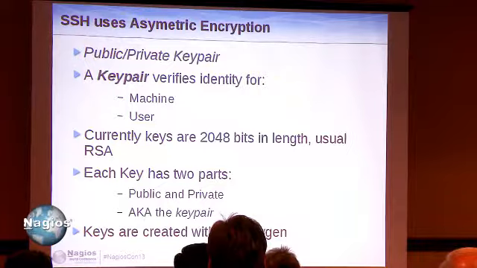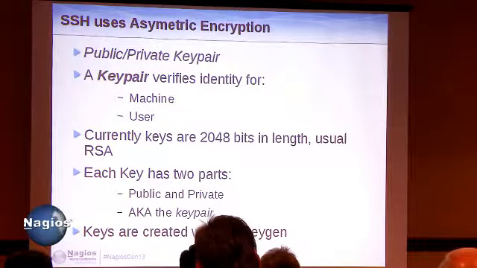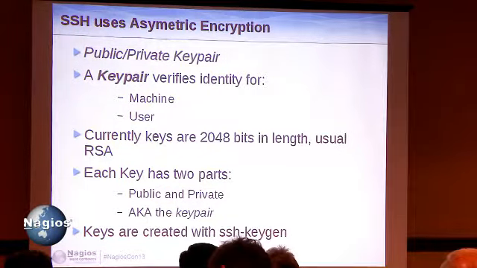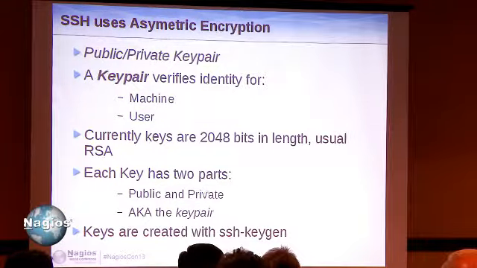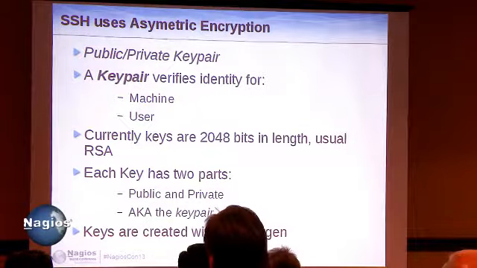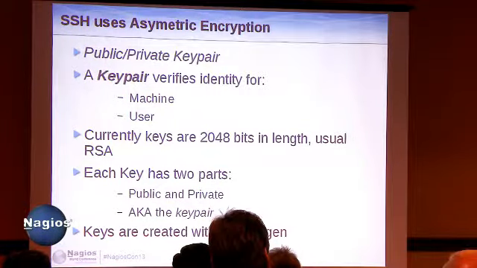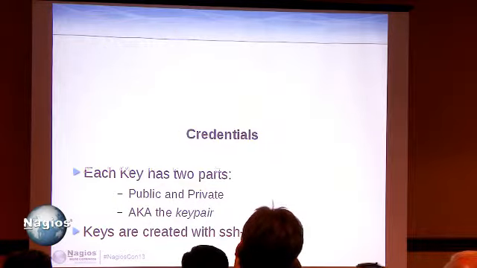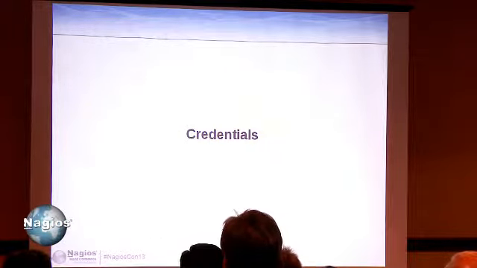Normally in today's world they are 2K-bit RSA keys. There's two parts to them, a public key and a private key. The private key is what always stays on the source machine. I'm sorry, the private always stays on the source machine. The public key is what you copy to the remote server to authenticate that connection. ssh-keygen is the normal utility to create them.